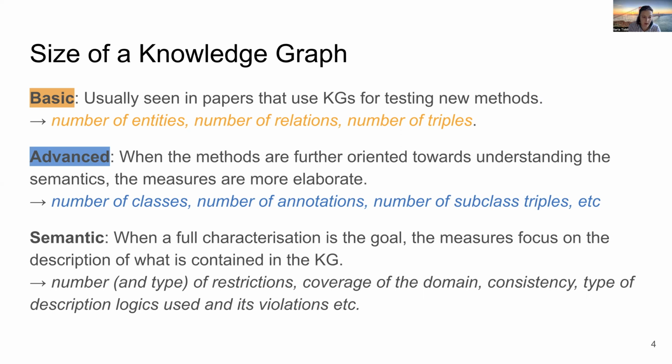Usually this involves the number and type of restrictions that the knowledge graph includes, that the schema of the knowledge graph includes, the coverage of the domain, the consistency, the type of description logic that is being used, whether there are violations, and so on and so forth.